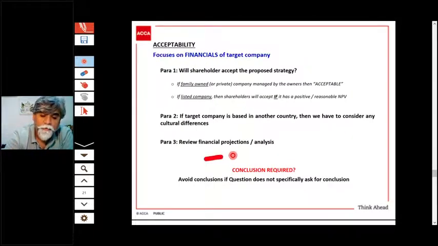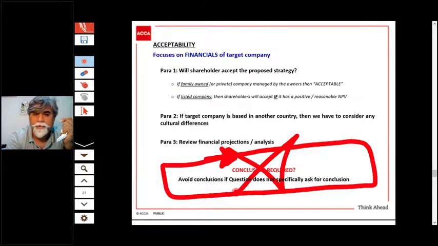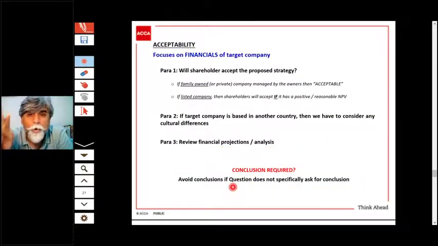No need to voluntarily offer a conclusion, even if it's a report, because it will waste precious time and you will goof up. You are not fit to give conclusions. It is actually the board who will decide based on this report. So let the board do their job.